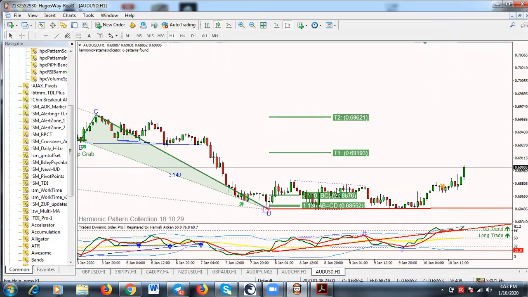Then we have our W formation. You can see the W pattern, and this is it. So we have some confirmation already. Now, is there a shark fin? Actually, not exactly. There's no shark fin.